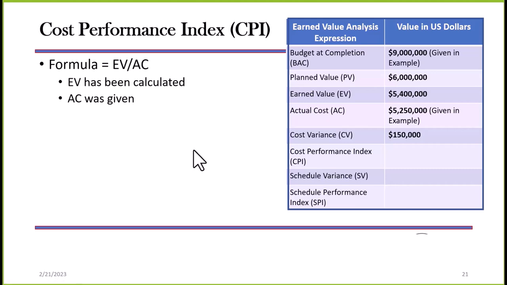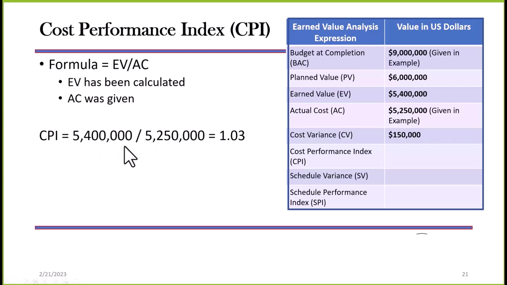We calculate what's known as our CPI, Cost Performance Index. This is an index, remember that. Now, we have calculated EV and AC was given. Our formula is EV divided by AC, earned value divided by actual cost. Everything's in our table right here. It's easy to access. It's easy to see. We plug in those numbers. Our earned value is 5.4. Our actual cost is 5.25. And that gives us a CPI of 1.03.